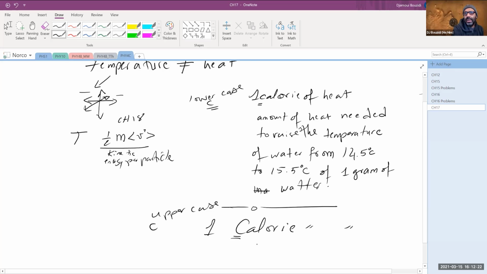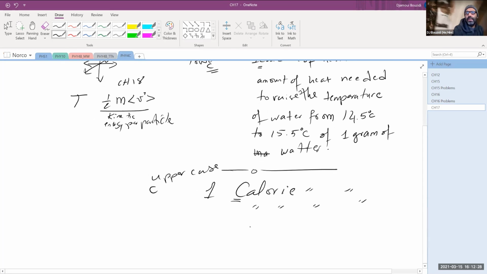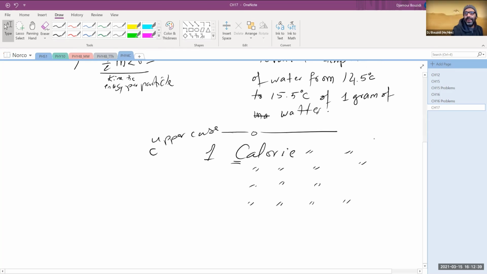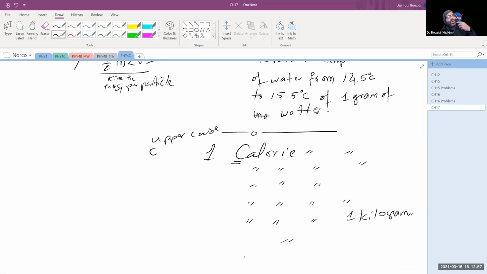So I'm going to put in here: the amount of heat needed to raise the temperature of water from 14.5 degrees Celsius to, again, 15.5 degrees Celsius, of 1 kilogram now of water, okay? So everything matches the same, except now, instead of 1 gram, we want to talk about 1 kilogram, because how are you going to work with 1 gram? So that's why we define the Calorie.